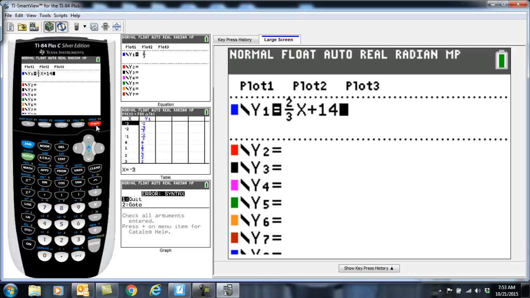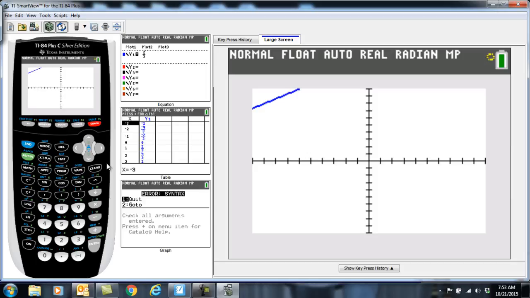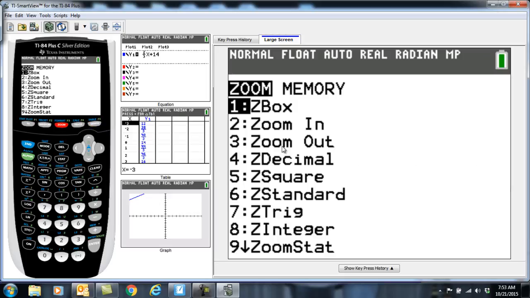So I'm going to hit graph, and looky there, that makes a straight line. So I have a straight line, and if you want to make for sure that it's really a straight line, you can go over here and you can go to zoom. You can press the zoom button, and you can choose option 3, zoom out.